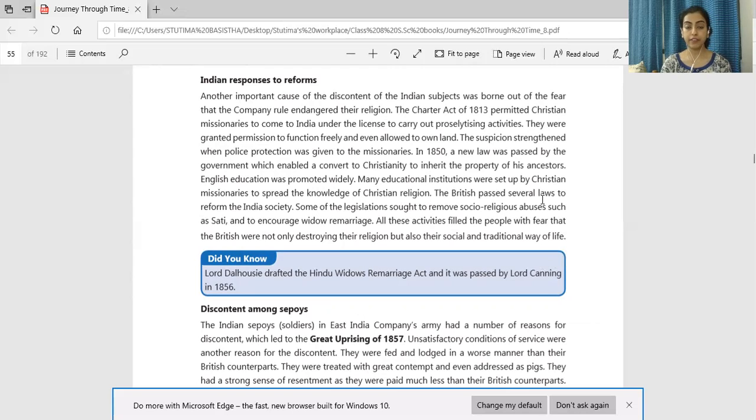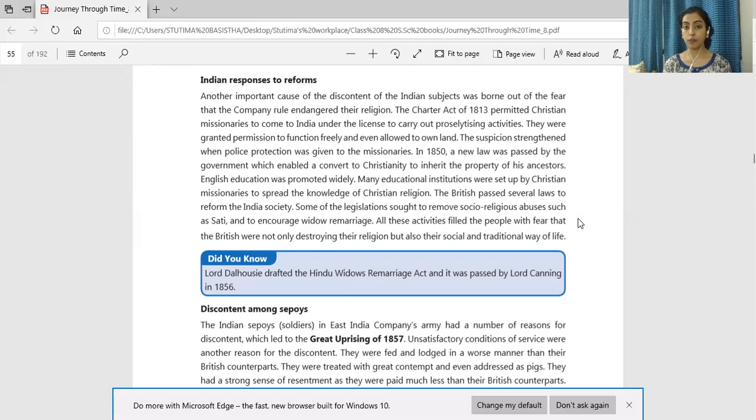And also in 1850, a new law was passed which said that a convert to Christianity would be allowed to inherit the property of his ancestors. So see how clever the British were. They passed a law in 1850 which said that if somebody converted to Christianity, they would be allowed to inherit the property of their ancestors. So the British thought that by showing some greed of land, people would convert themselves to Christianity.